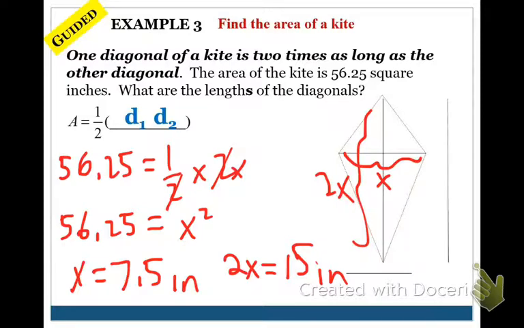All right, any questions there? Is it not inches squared? No, it's not inches squared because it's the length of the diagonal. Right? We went from inches squared. This was inches squared. Now we just have the lengths, just inches. All right.